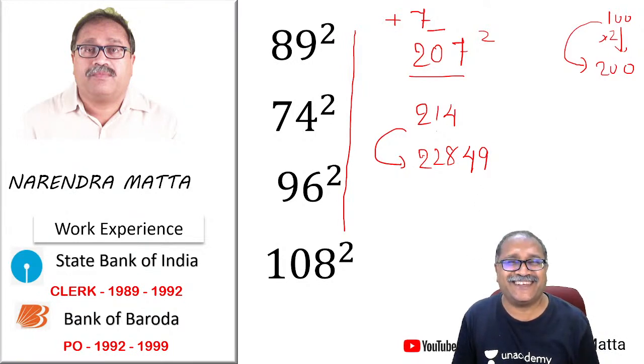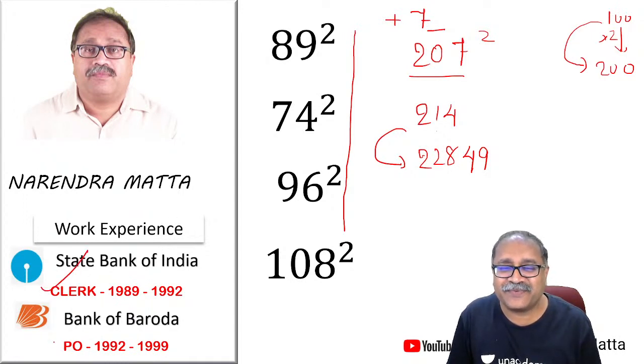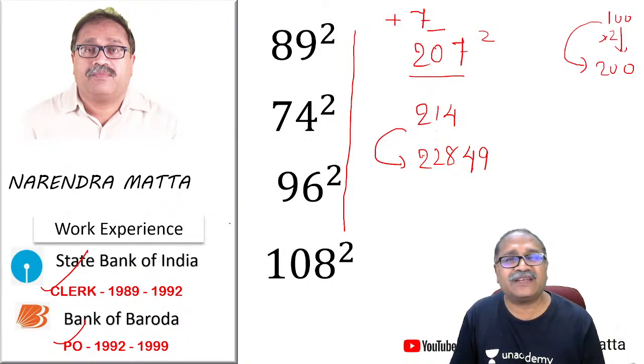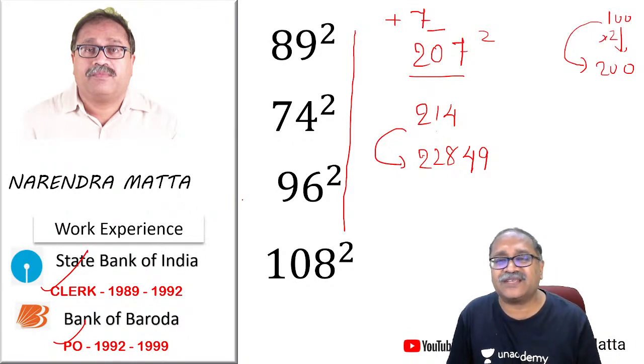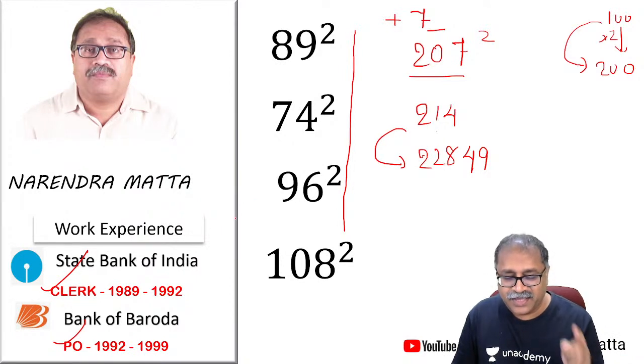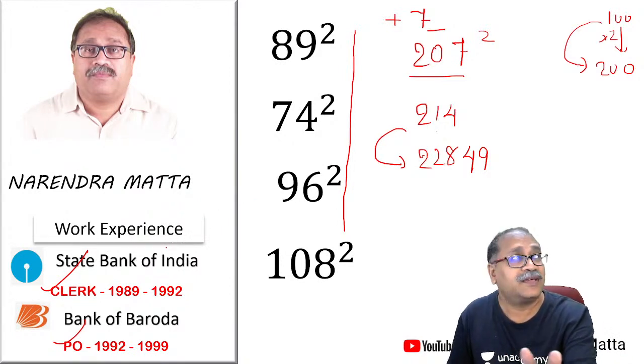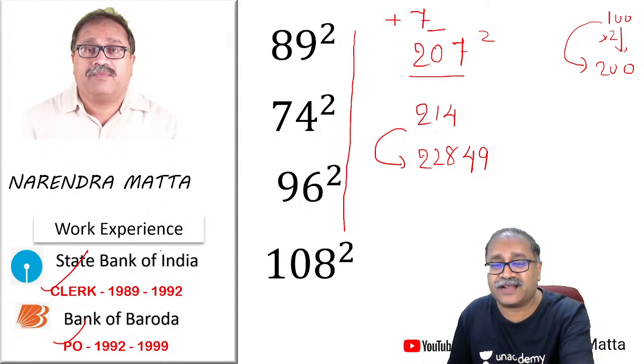I used to prepare a lot when I was preparing for clerk and PO, because it decides the speed. The number of attempts increases in prelims as well as mains. Now finally I will erase this and give one number, and with that I will conclude the class.